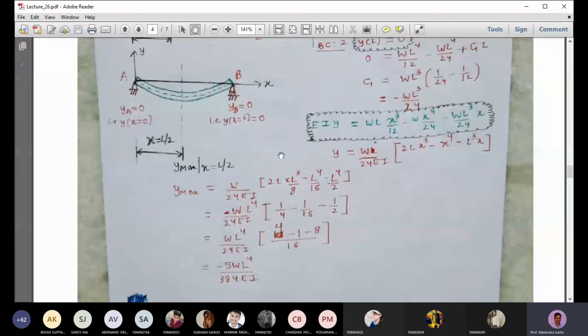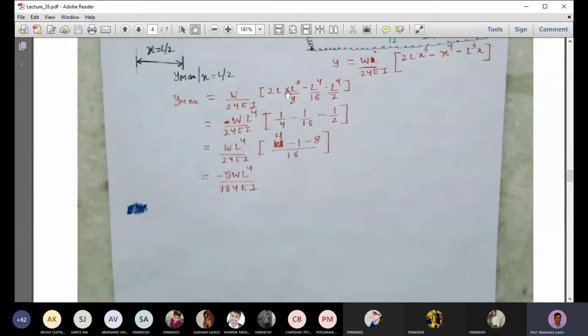Or else you can just differentiate this, dy by dx equals 0, and find the value. You will get x equal to L by 2. So the maximum deflection will occur at the center. If you substitute L by 2 here: L by 2 whole cubed is L cube by 8, L by 2 power 4 is L power 4 by 16, and it will be L by 2 here. So 2L into L cube by 8, minus L power 4 by 16, minus L power 4 by 2.